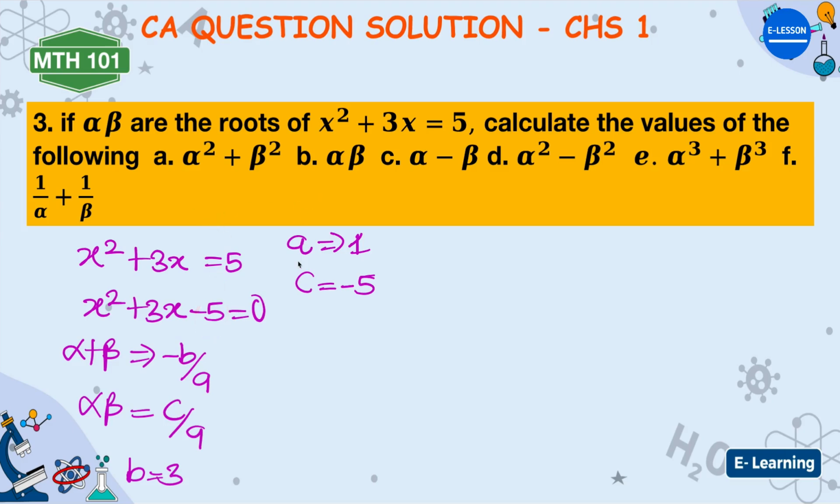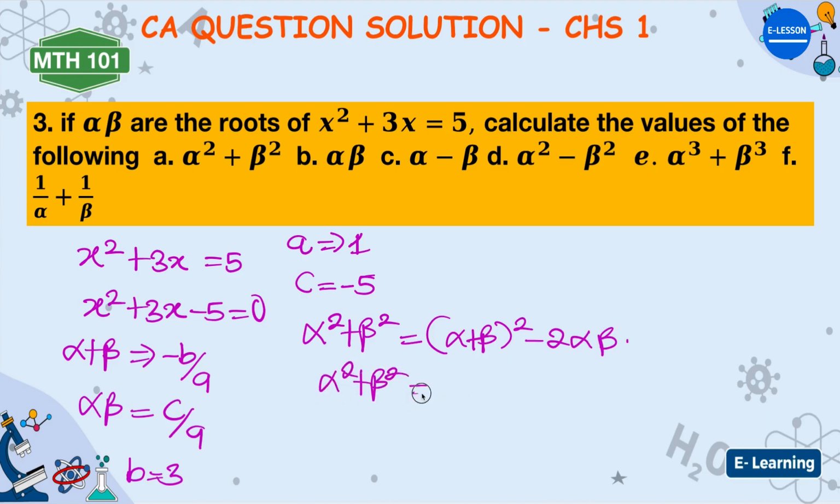So my dear student, what is the first one we have there? Alpha squared plus beta squared. Now there's a branch of mathematics where this will be taught. It's called the symmetric difference of roots. If you have alpha squared plus beta squared, it is still the same thing as alpha plus beta squared minus 2 alpha beta. Is this the same as what? Alpha plus beta squared minus 2 alpha beta. So if I have alpha squared plus beta squared, alpha plus beta is minus b over a.